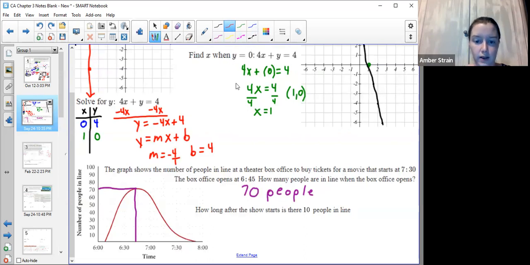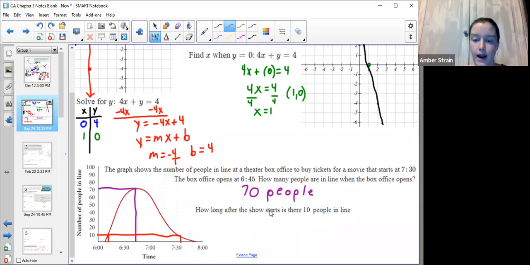So the next question asks us how long after the show starts would we find 10 people in line? Okay, 10 people in line. This isn't the time, this is of course the people in line. Now notice that it actually hits 10 people in line twice. Okay, should be right in there. So this one looks like maybe 6:10, something like that. And then this one looks like a little bit after 7:30, because I think they meant for 7:30 to be right there. Maybe like 7:40-ish, we'll say. All right, so which one answers the question, 6:10 or 7:40?